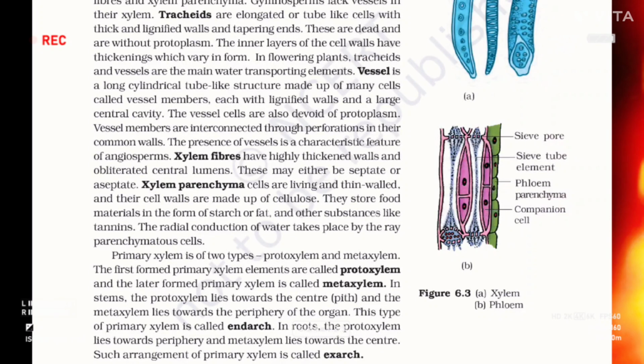Xylem parenchyma cells are living and thin-walled, and their cell walls are made of cellulose. They store food material in the form of starch or fat and other substances like tannin. The radial conduction of water takes place by the ray parenchymatous cells.